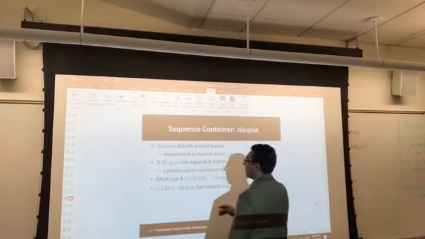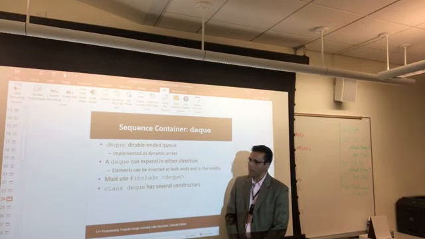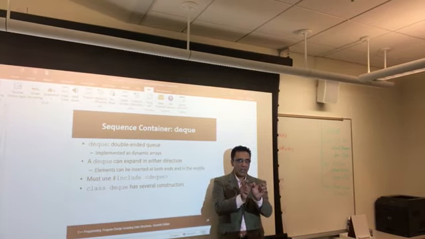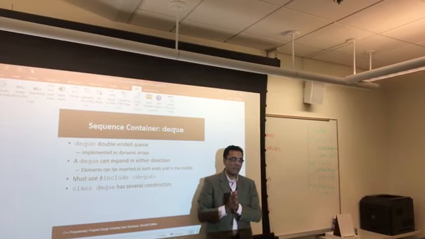All right, here's a DQ. DQ is a double-ended queue, implemented as a dynamic array, like vectors. A DQ can expand in either direction. So you have one node, you can add data this way, or you can add data this way. So that's why it's called double queue.